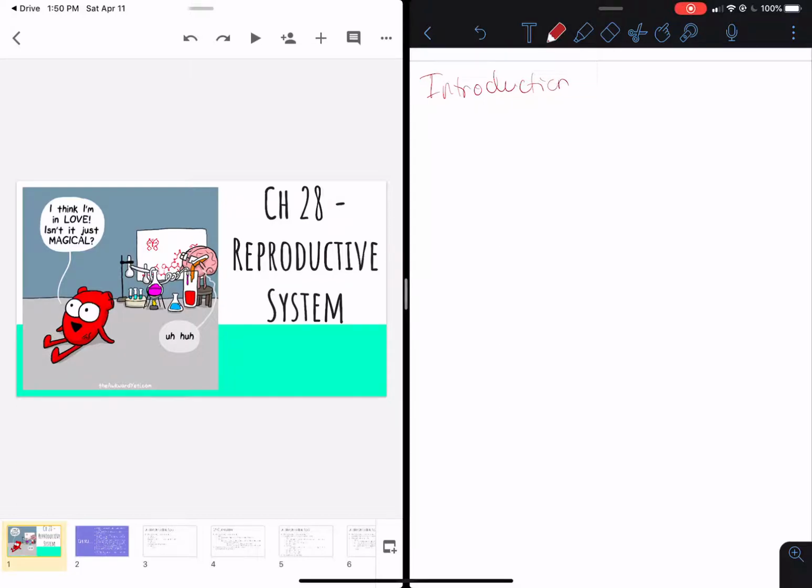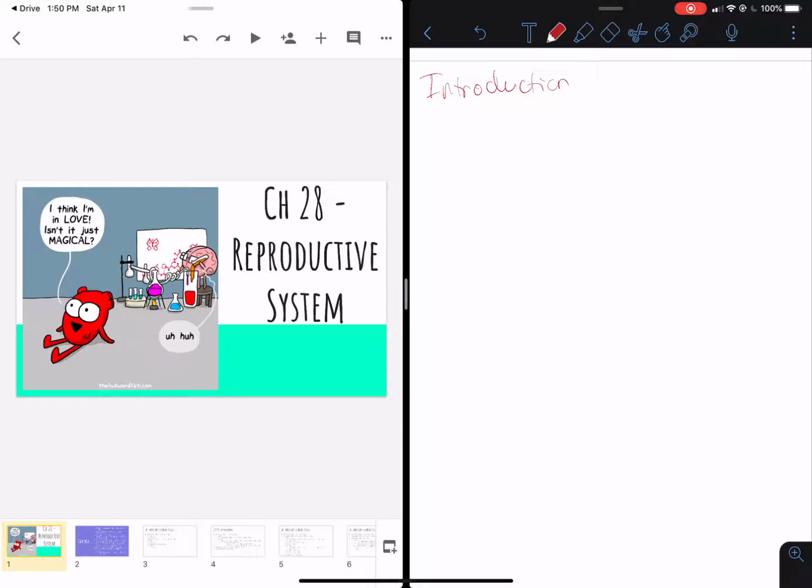Welcome to the beginning of chapter 28. We're going to do this in 3 chunks. One will be an introduction where we'll talk about mitosis, meiosis, and why we care. The second will be male anatomy specifically. The third will be female anatomy specifically. So let's go ahead and begin with the introduction.